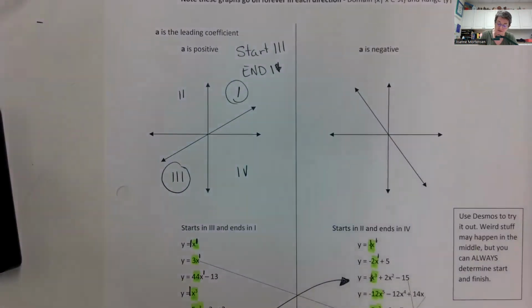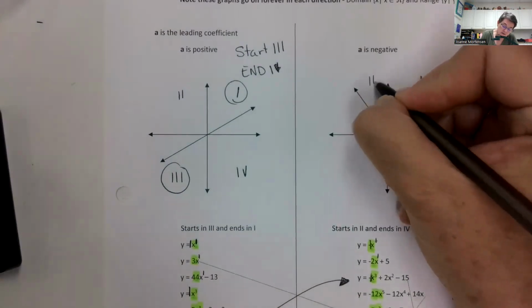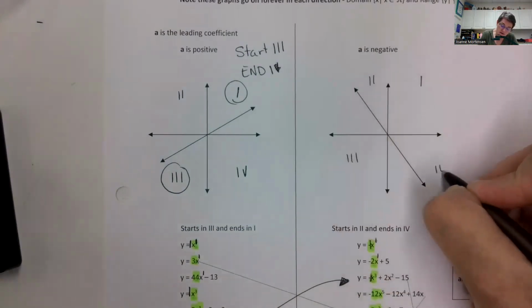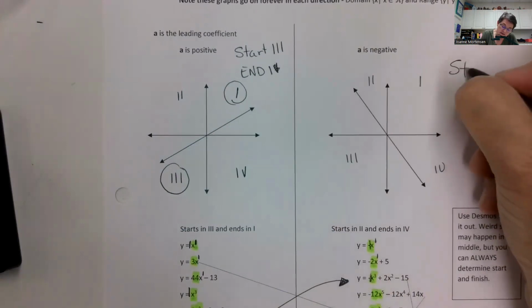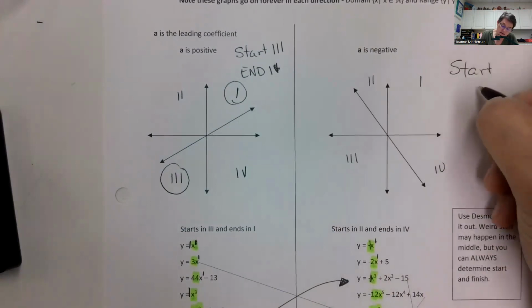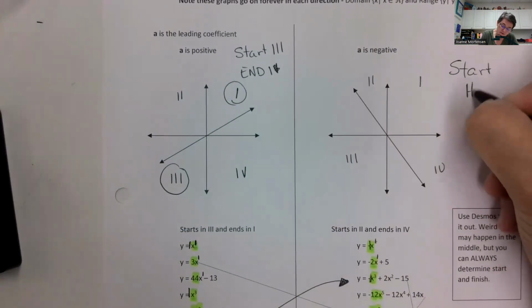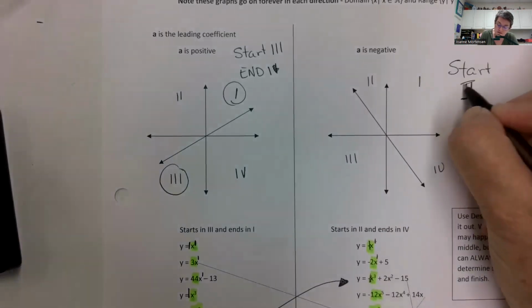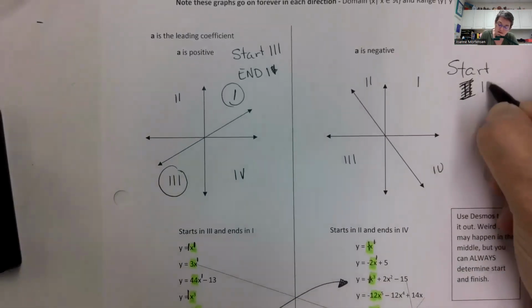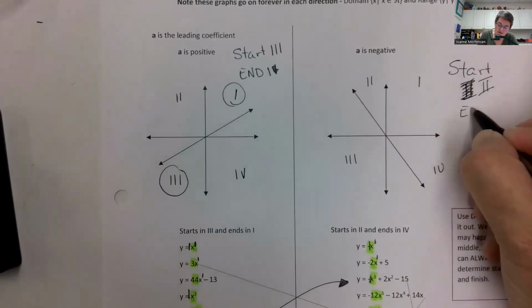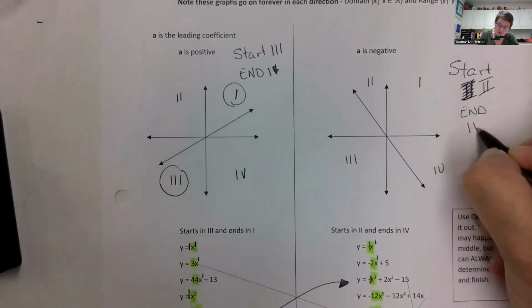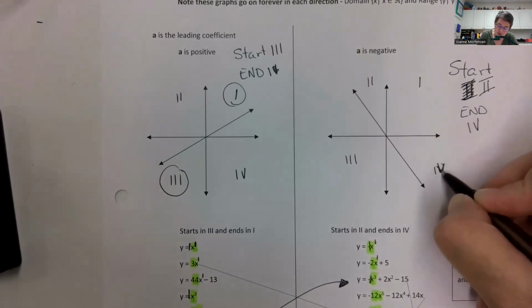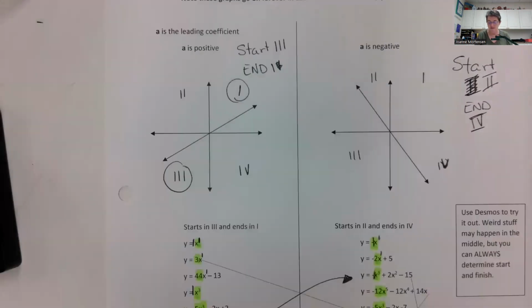When A is negative, it's going to start in quadrant 2 and end in quadrant 4. Don't make it look like an H. Start in 2, and end in 4. Okay, cool.